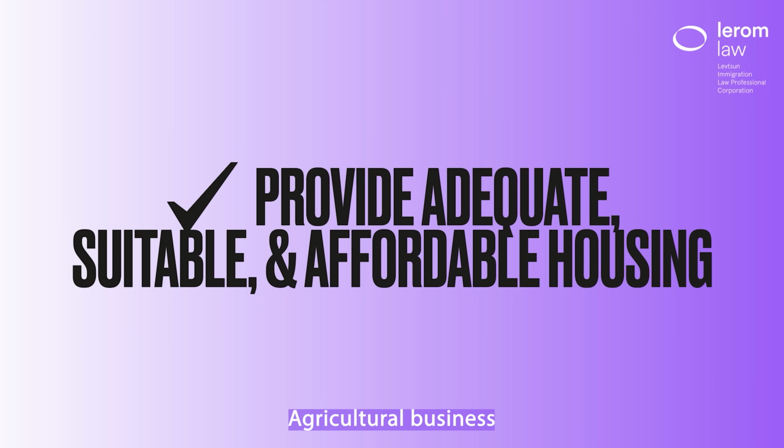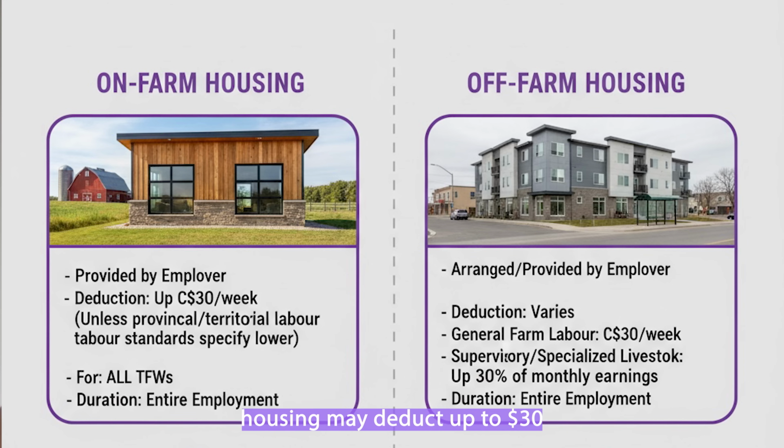Housing. Agricultural business must provide adequate, suitable, and affordable housing either on or off the farm for the entire duration of employment. Employers providing on-farm housing may deduct up to $30 per week from the foreign worker's wage unless applicable provincial or territorial labor standards specify a lower amount. The deduction amount for off-farm housing varies depending on the position, with the same $30 per week for general farm labor and up to 30% of the foreign worker's monthly earnings for supervisory and specialized livestock workers.